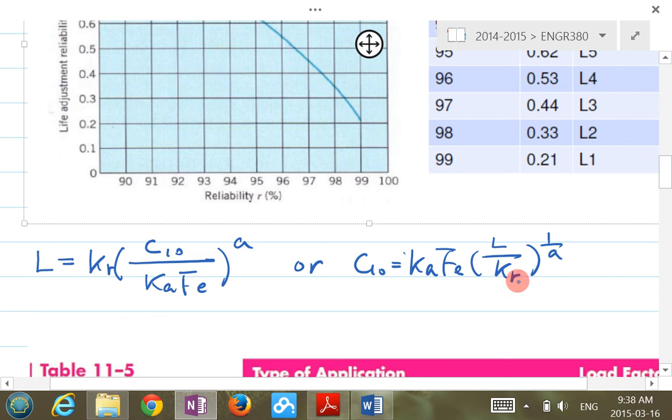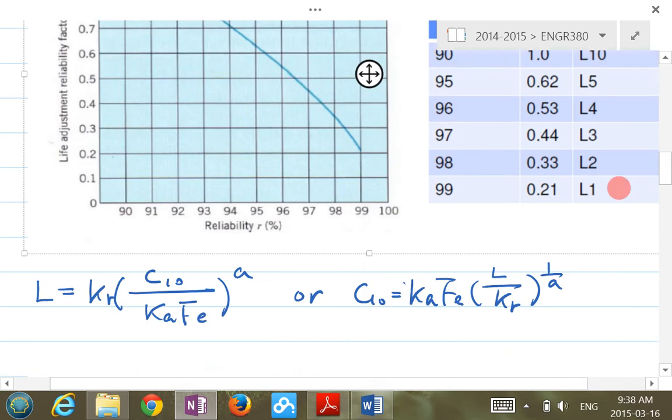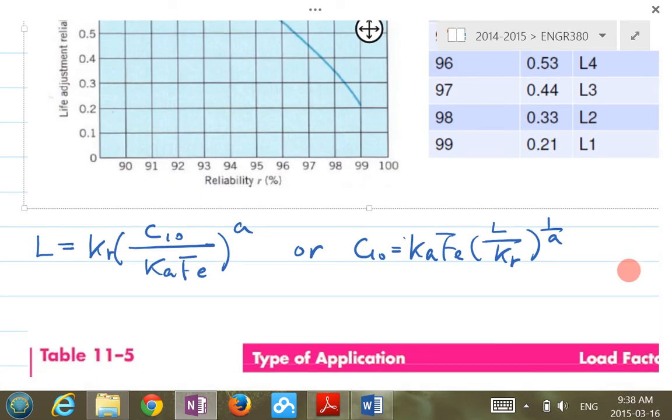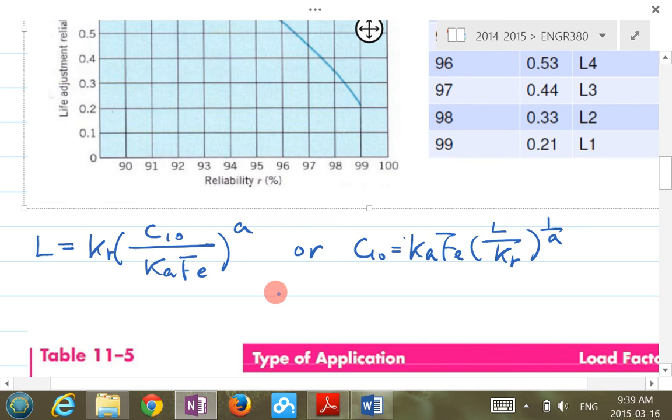Now Fe here, this Fe is basically this Fd over here. I'm calling it Fe more in terms of the textbook notation. So here's the formula for Fe: Fe equals V times R. R is the radial load.